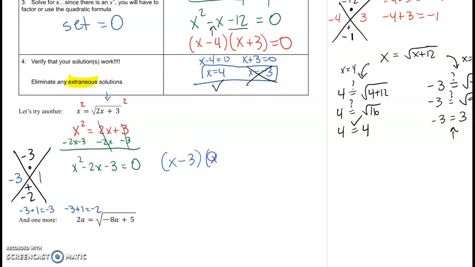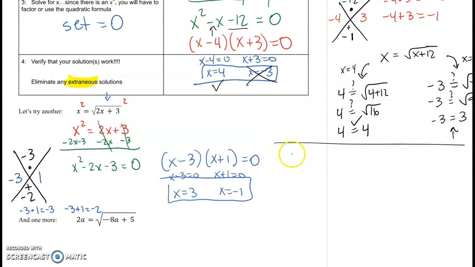Remember that those are the numbers we factor with, not the solutions. You have to take each factor, set it equal to 0, and you solve. And it looks like our answer possibilities are 3 and -1. But you know and I know we have to check both of them.